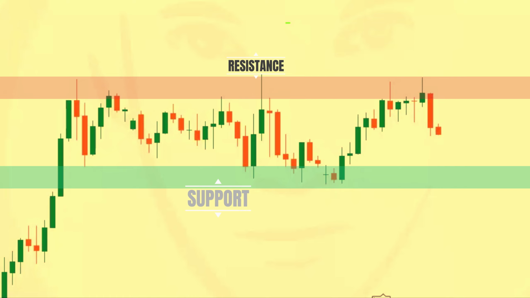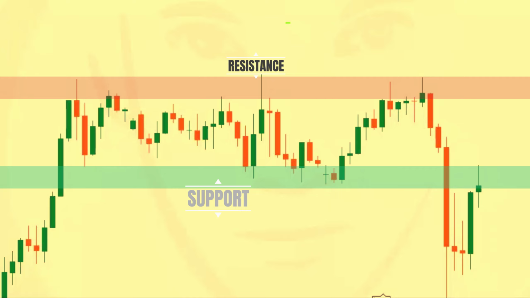And here's a critical transformation: role reversal. When a strong resistance level is decisively broken, it often flips and becomes new support. Why? Because the sellers at that level are now gone, and buyers who bought the breakout see a pullback to their entry as a new opportunity. The same happens in reverse when support breaks. It becomes new resistance.